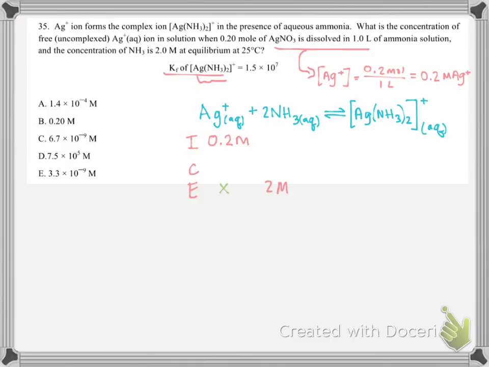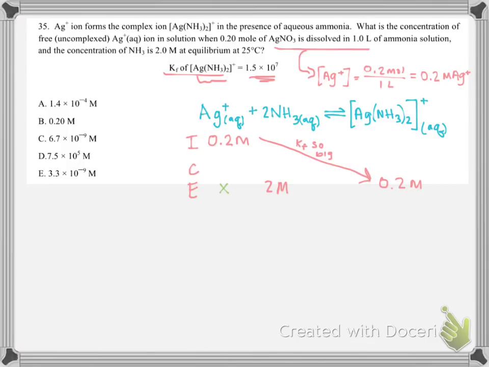But one thing we do know is that our KF is really big. Right, 10 to the 7th, that's super products favored. So we can assume that most of our silver ions, if not all, end up in this complex. So we can bring this number down. Okay, and this is just because KF is so big. Okay, and then once we do that in our ice table, we have a whole equilibrium row set up.